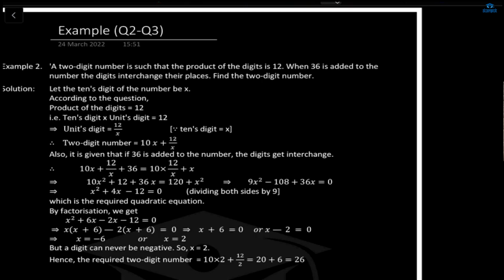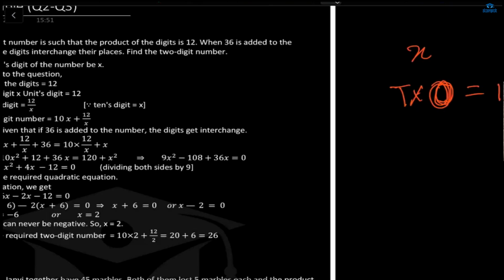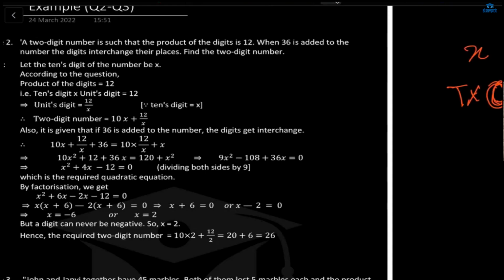So according to the question, the product of the two digits is 12. The product of the digits is equal to 12. So tens digit into units digit is equal to 12. Whenever you write a 2-digit number, it has tens and units, or you can say tens and ones. Nowadays generally it is called ones. So the multiplication of tens and ones will give you 12. That is what I have written here: the product of the digits is equal to 12, tens digit multiplied by unit digit is equal to 12.